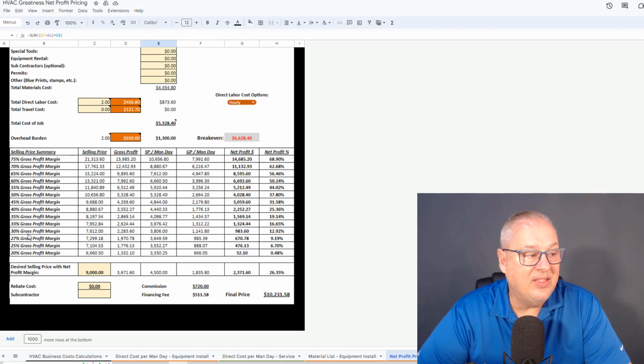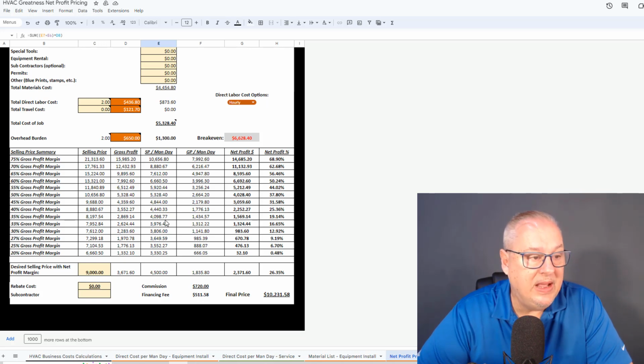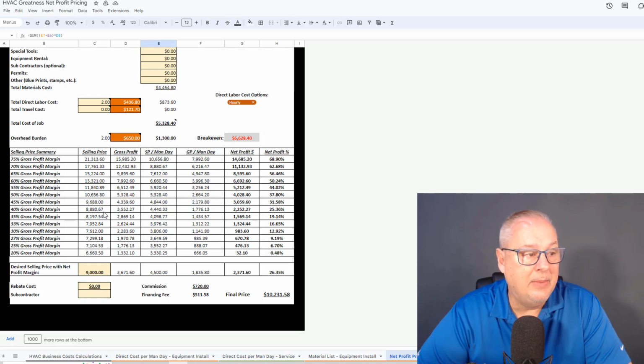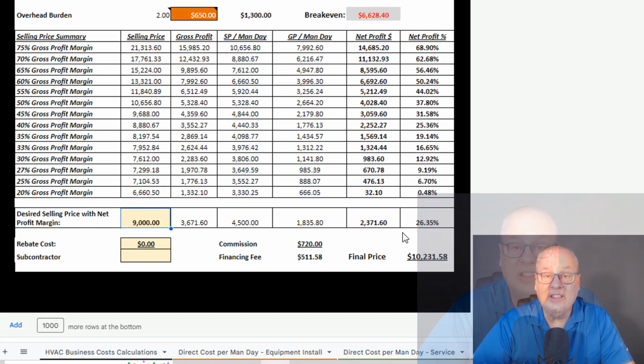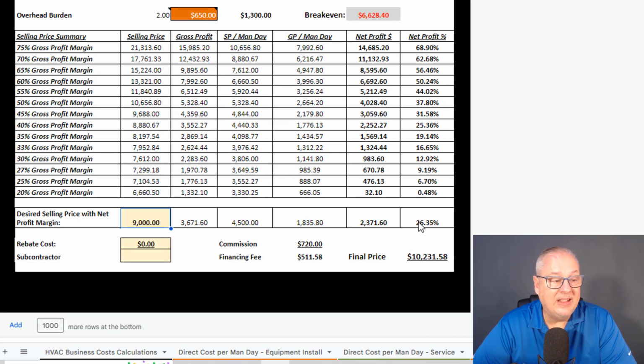And let's say that the going rate is a 40% GP on that, so that this particular job is going to be about $9,000, which is what this is. This company could sell that and they would make a net profit of 26.35% or $2,371.60. But that's not what they have to sell it at. You see, we have a commission rate to factor in, we have financing to factor in, so it even tells us our final price down here.